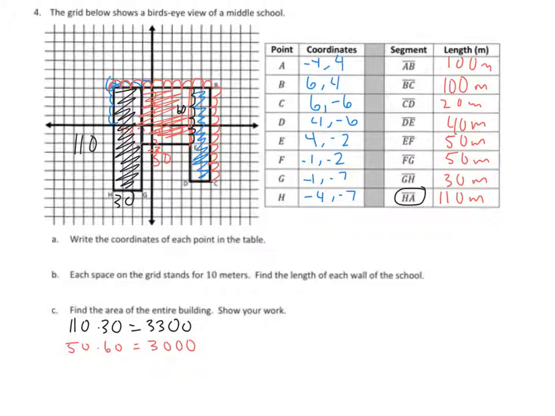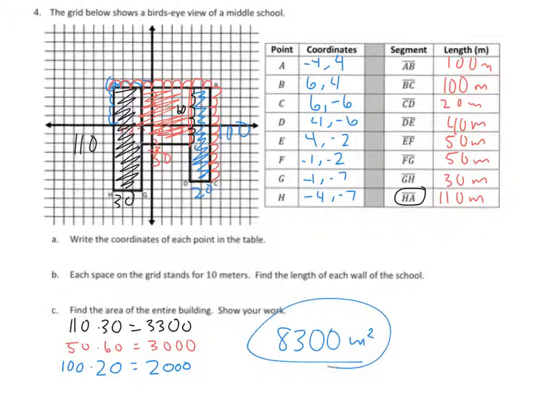And then for the last piece, the blue rectangle, we know BC is 100, and we know DC is 20. So you would do 100 times 20 and get 2,000. And then just add all three of these up, and you end up with 8,300 meters squared for the area of the school.